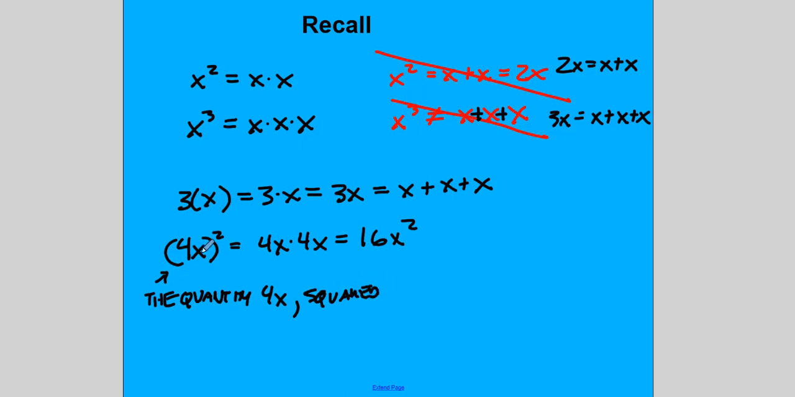So a common mistake students make is they'll write this as 4x squared. That's not what it means. It means the entire quantity 4x times itself twice. So the exponent means multiply this by itself twice. So that's 4x times 4x, which is 4 times 4 is 16. X times x is x squared. So please make that distinction.